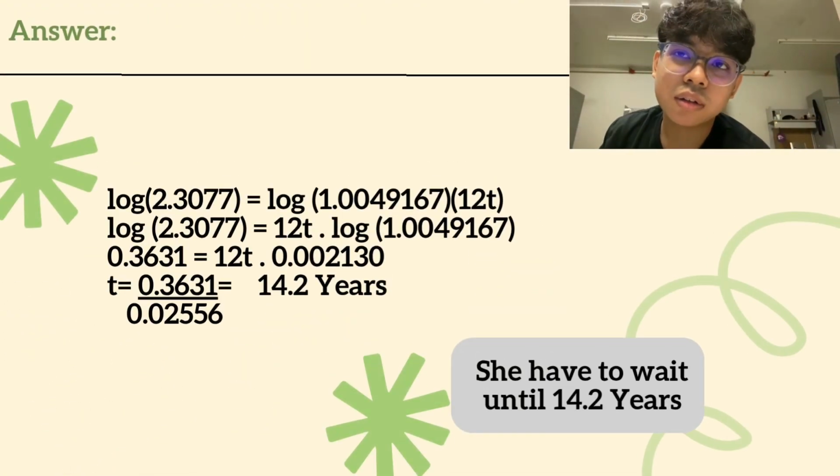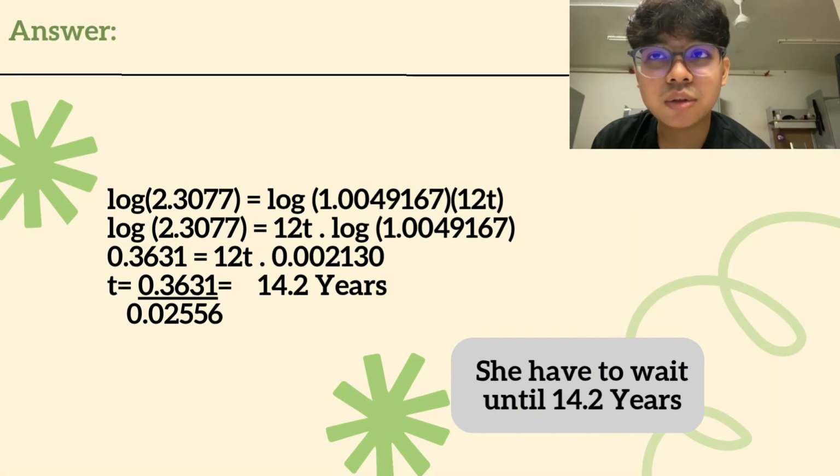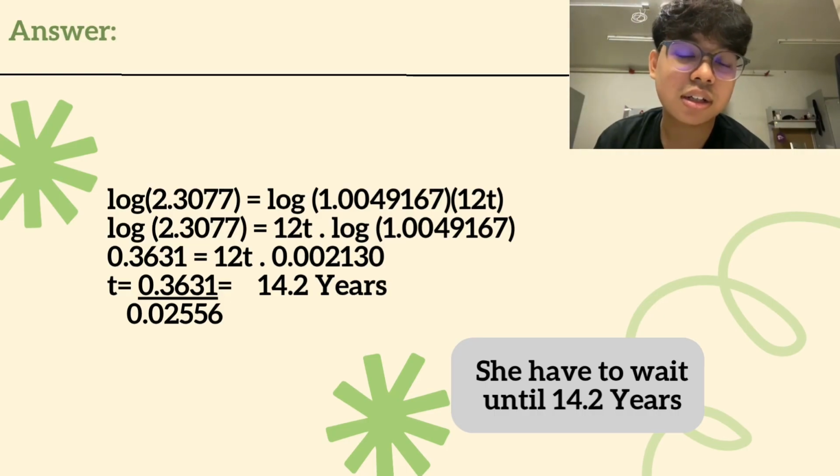Okay, and then take the log of 2.3077, which equals 12T times the log of 1.0049167. So 0.3631 equals 12T times 0.002130, and then T equals 0.3631 over 0.02556, which equals 14.2 years. That is the final answer.